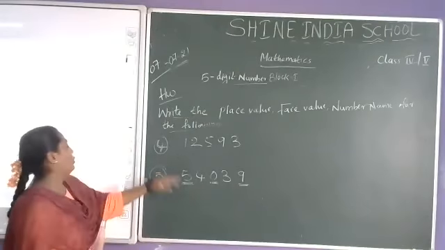Those who are not able to see the board, once again I repeat the homework problems. Write the place value, face value, number name for the following. Fourth question, 12593. That is the first method.